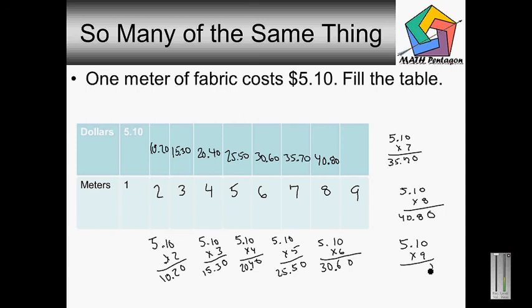So 0 times 9 is 0, and 9 times 1 is 9, and 5 times 9 is 45. So for 9 meters of fabric, it's going to cost us $45.90. So it goes into a pattern.